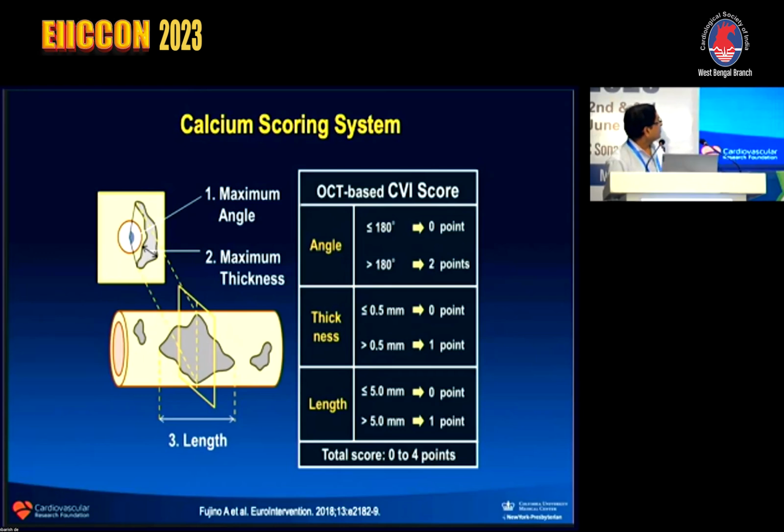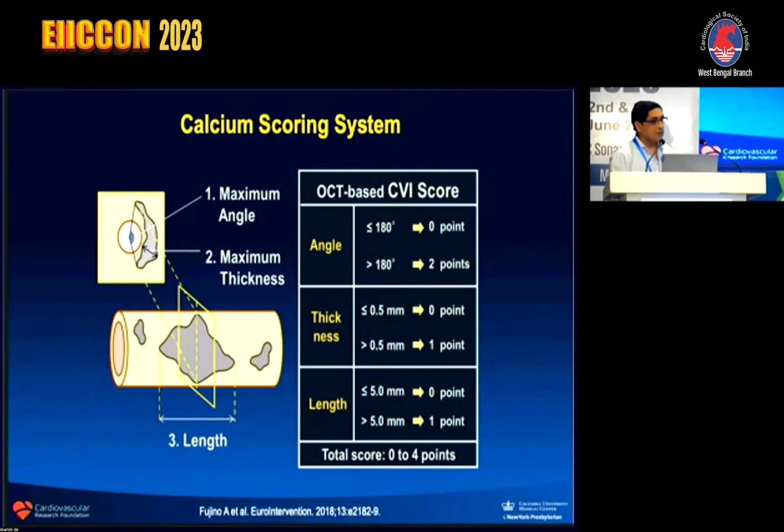You look at the thickness. If this is less than 0.5 millimeter, you can measure the thickness very well on OCT, which you can't do on IVUS. Okay, so they can afford this. And if it is greater than 1.5, it is 1 point. And length less than 5, 0 points, greater than 5, 1 point.